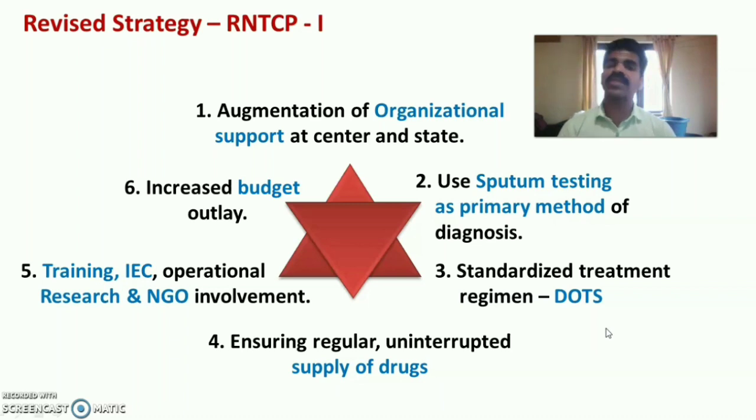The last, sixth revised strategy of RNTCP phase 1 was increased budget outlay. Increase the budget and financial support to render the implementation of the RNTCP program throughout the country. So these are the 6 revised strategies of RNTCP phase 1. Let us explain in short about the revised strategies of RNTCP phase 1.